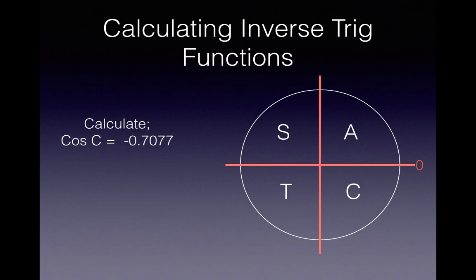Okay, cos c is equal to minus 0.7077. So what I would do is I would get the inverse cos of plus 0.7077, that's a 45 degree angle. And then I would look at where the cos is negative, and it's negative in the second quadrant, and it's negative in the third quadrant. So that's the S and the T. It's negative there and there.